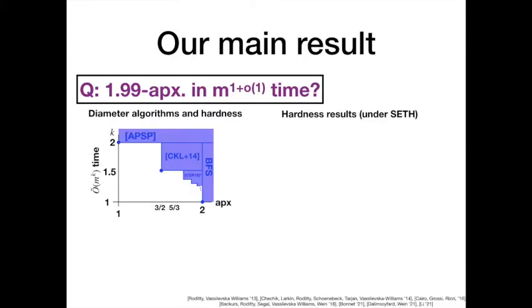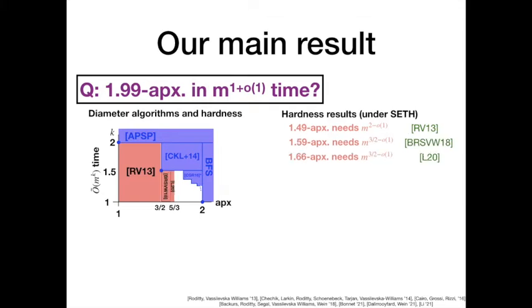Now that we've defined SETH, we can talk about our results, which are hardness results under SETH. Remember, our question is, can we get a better than 2 approximation in near linear time? The first result in this direction showed that a better than 1.5 approximation needs quadratic time. This is the first result that showed that an exact algorithm, in fact, needs quadratic time. So the exact algorithm that runs all pairs shortest paths in quadratic time is optimal, at least in sparse graphs. And in terms of hardness of approximation, this gives a hardness of better than 3/2 approximation in near linear time.